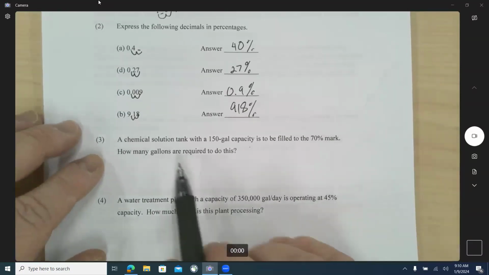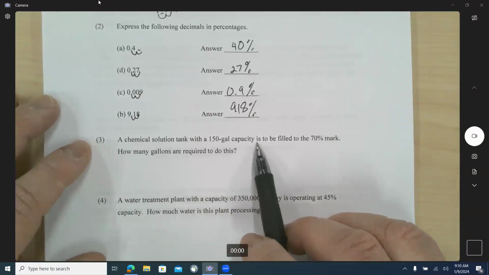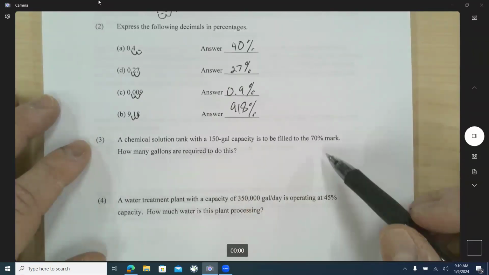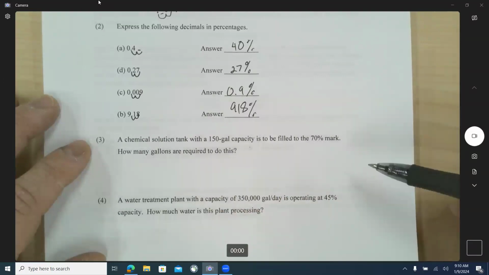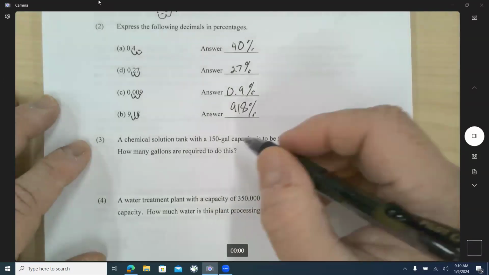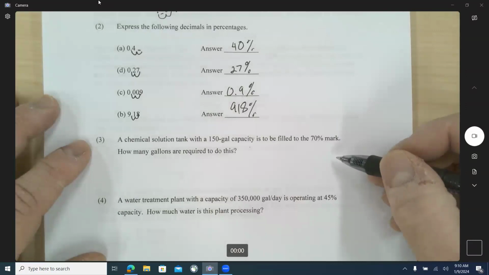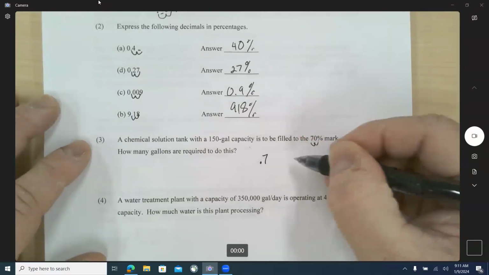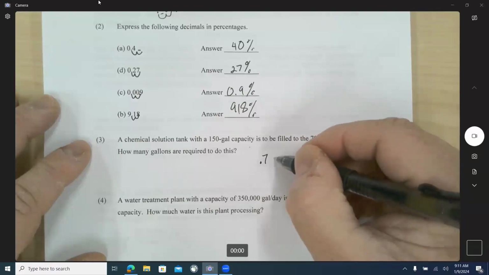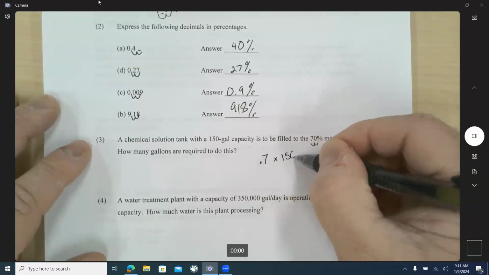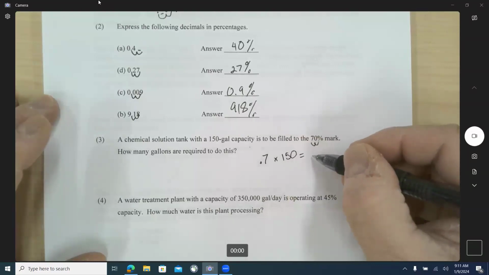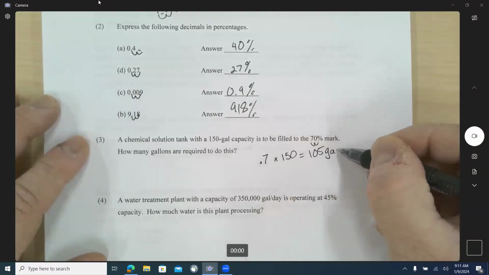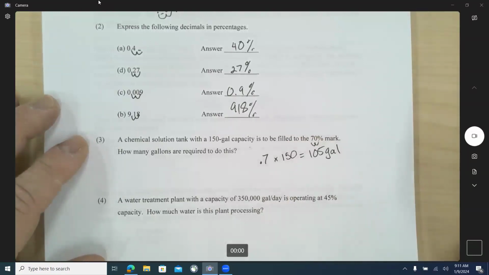So anyway, a chemical solution tank with 150-gallon capacity is filled to the 70% mark. Is this a percent of question? It is. It's 70% of 150 gallons. So what do we got to do? We got to convert this to a decimal, so 0.7, and then we multiply it by the 150, which is going to give me 105 gallons. All right.